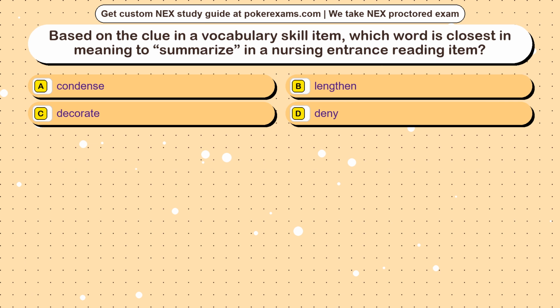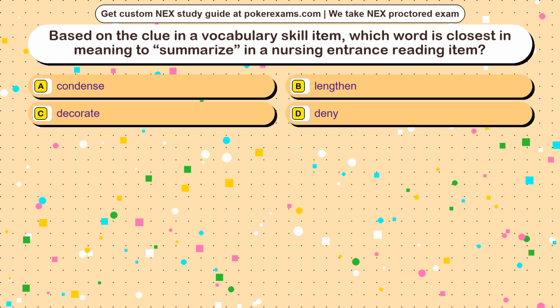Question 17. Based on the clue in a vocabulary skill item, which word is closest in meaning to summarize in a nursing entrance reading item? Option A, condense. Option B, lengthen. Option C, decorate. Option D, deny.